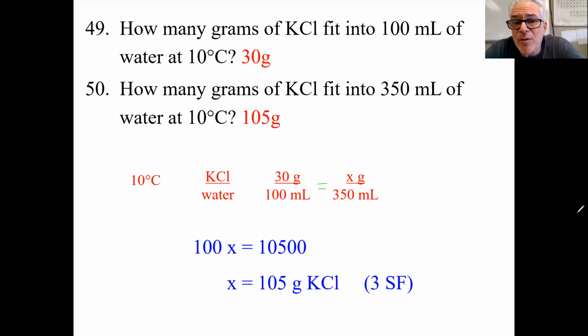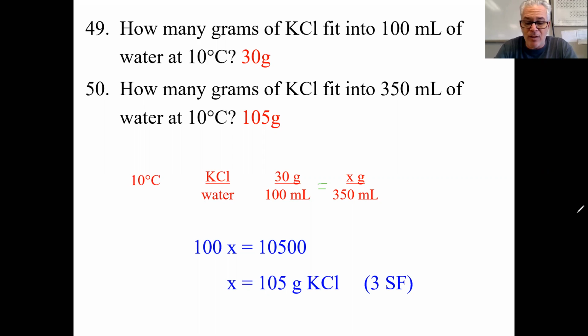So if 30 grams of potassium chloride fits in 100 mLs of water, how many grams fits in a 350 ml solution? It's a perfect proportion, except now it's bigger. How do you do it? You cross multiply and divide. 100x equals 30 times 350. If you do 30 times 350 here, I'll do it for you.